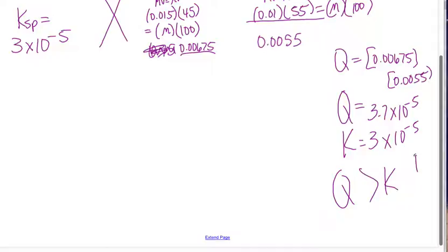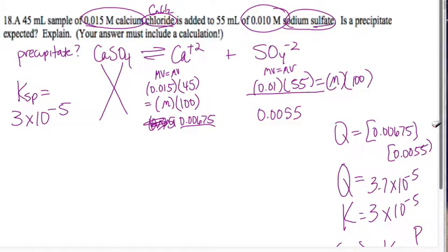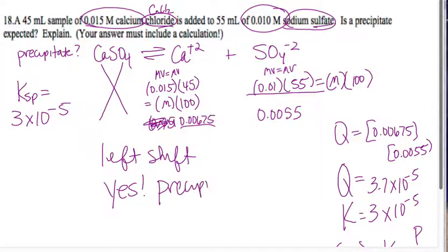So Q needs to get smaller. Knowing that this is product over reactant, how do we get smaller? More reactants. What is more reactant? Left shift. So what does that mean? Yes, a precipitate forms. So if you were to mix 45 mils of 0.01 molar calcium chloride and 55 mils of 0.01 molar sodium sulfate, you would make a precipitate.